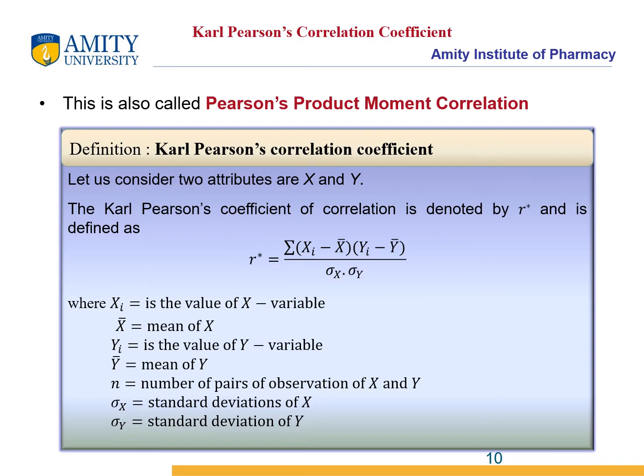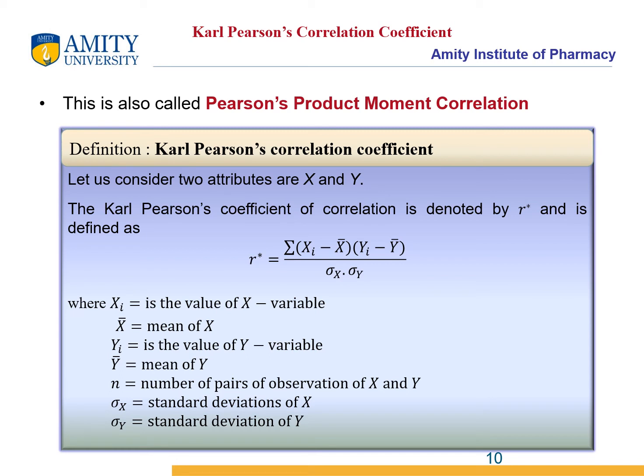So, Karl Pearson correlation coefficient. This is also called Pearson's product moment correlation. Let us consider two attributes x and y. Basically, this Karl Pearson correlation coefficient is a method for calculating the correlation coefficient. It is a type of correlation coefficient, and there we have a formula for calculating the same.